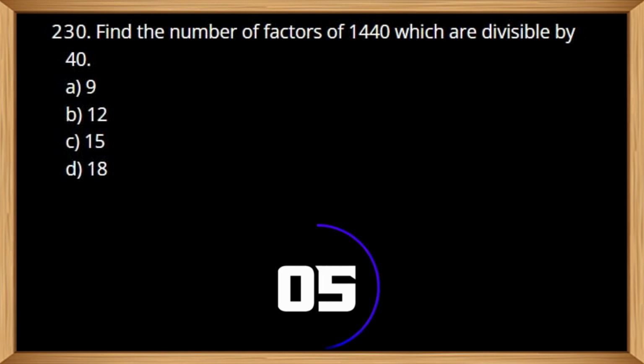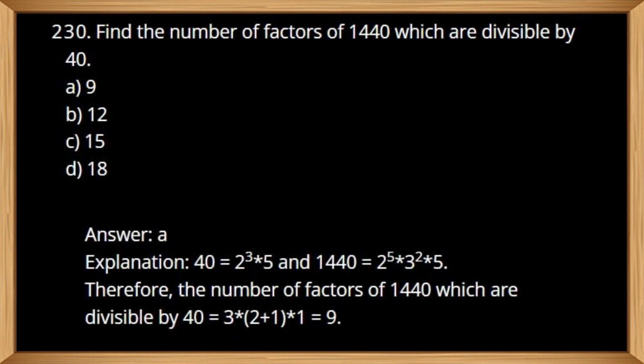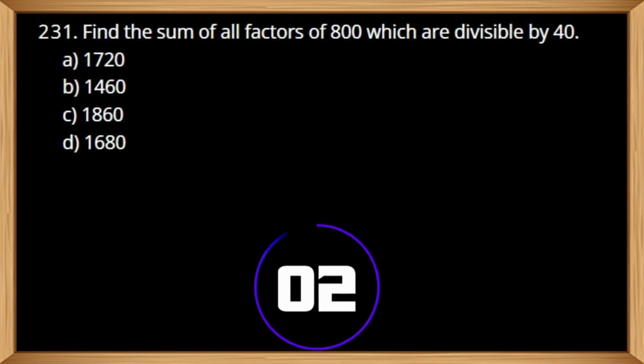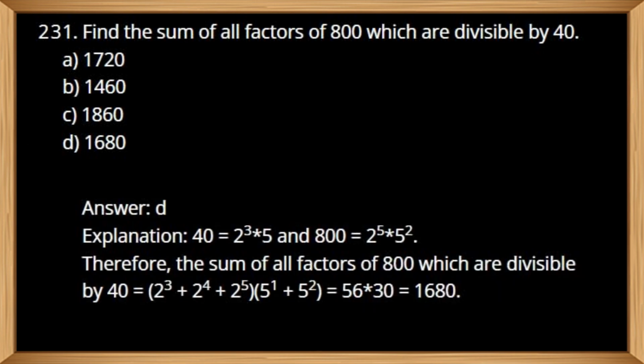Find the sum of factors of 1440 which are divisible by 40. Option A, 9. Find the sum of all factors of 800 which are divisible by 40. Option D, 1680.